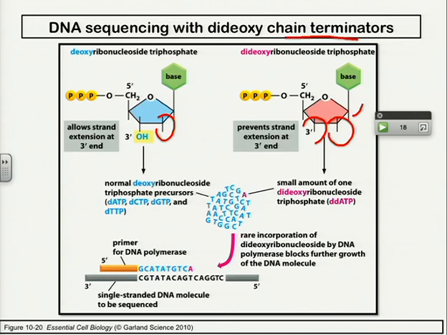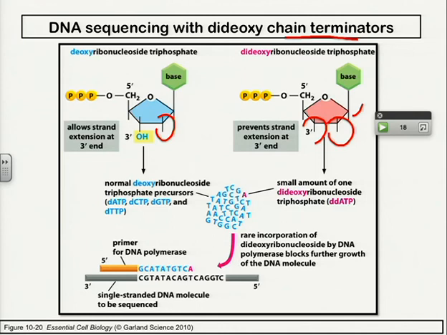So if you want to read the sequence of a DNA molecule, you can synthesize it in vitro in the presence of template and primer and lots of normal dNTPs to get the synthesis going, and trace amounts of dideoxys, which will randomly be incorporated, and when they are, they will terminate the chain. So you will get a whole collection of DNA molecules of varying lengths, from 5 to 10 nucleotides long to 1,000 nucleotides long. Each one will end with a chain terminator.